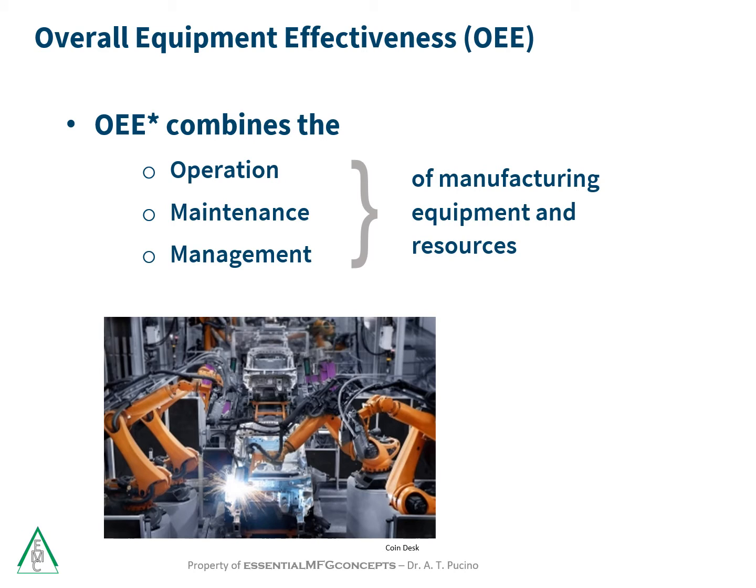So, what does the measurement of OEE do for you? Essentially, it allows you to evaluate the effectiveness of a manufacturing operation being utilized. It can be considered to combine the operation of equipment, maintenance of the equipment, and the managing of your equipment and resources. This is a very important aspect of a smooth running, highly profitable, and high quality manufacturing production line.